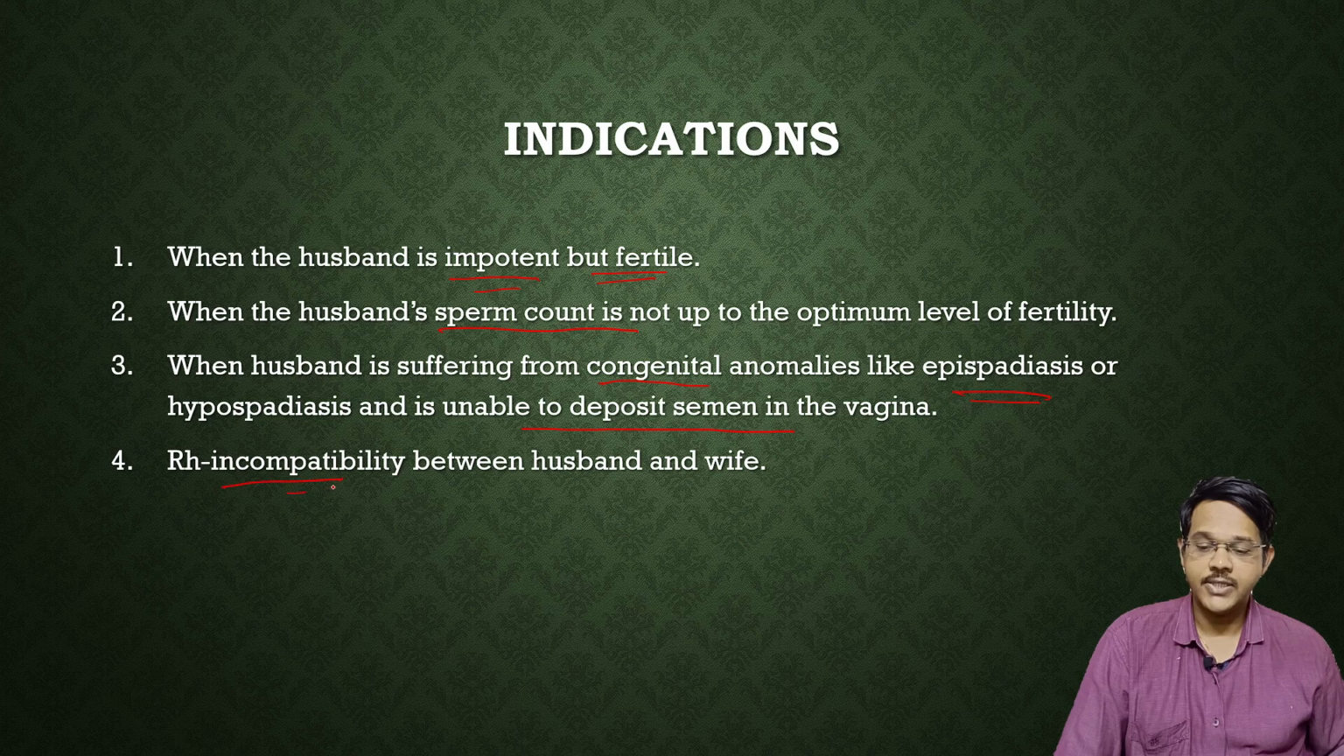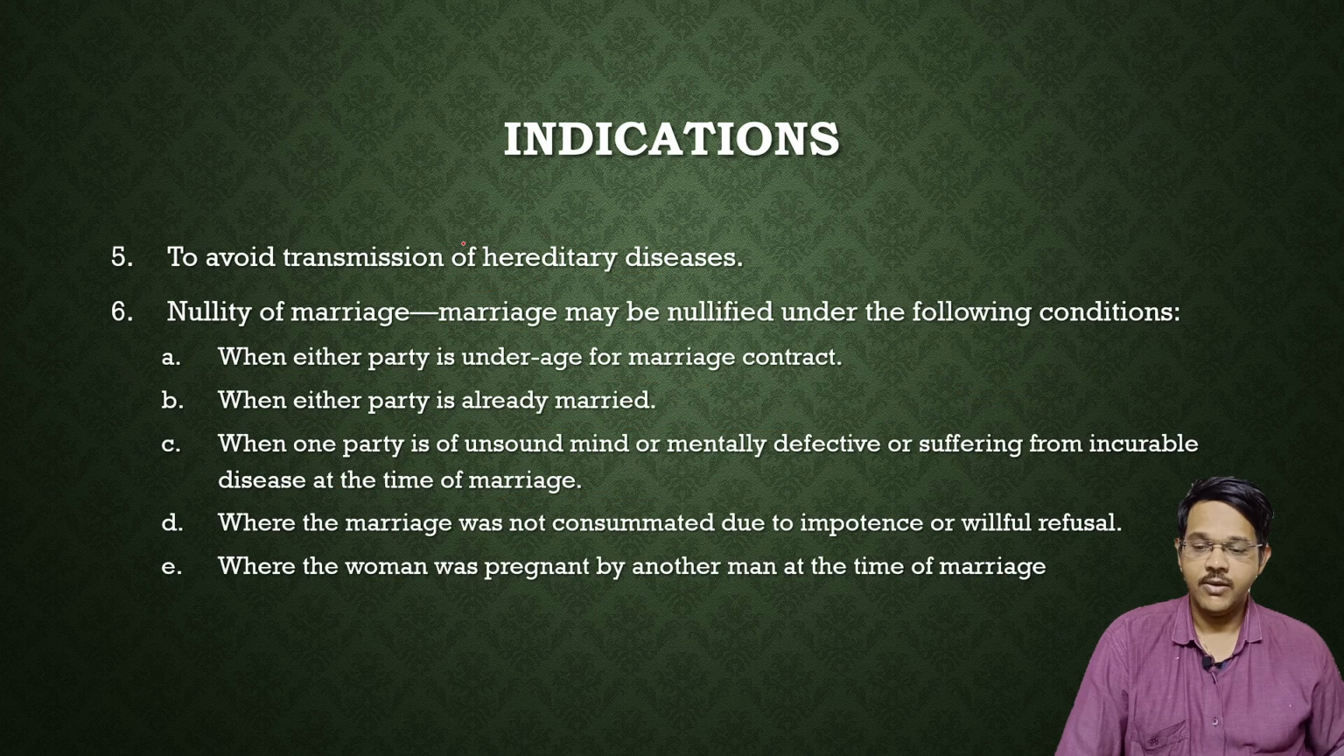Another indication is Rh incompatibility between the husband and wife. In case of Rh incompatibility, it becomes difficult if the child has Rh positive or negative blood groups, and there are chances that the child may suffer because of that. Then, to avoid transmission of some hereditary diseases from the husband or the mother, and in cases of nullity of marriage, where the marriage can be nullified, artificial insemination can also be done.